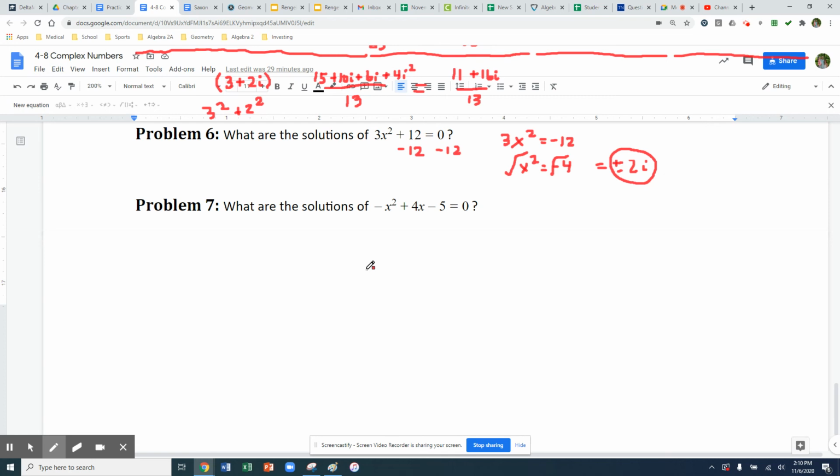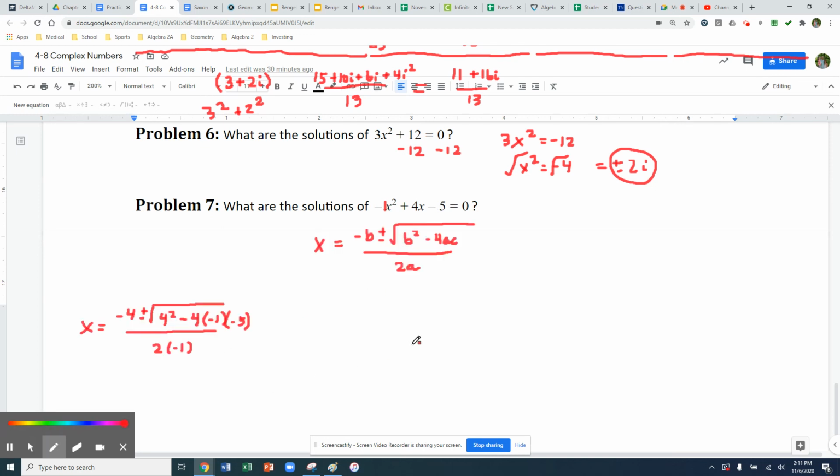So one thing to know about these quadratics where we're going to get imaginary solutions is they do not factor. So we have to use the quadratic formula. So we'll pull out, there's our A term, -1, our B term is 4, our C term is -5. So we'll put that into the quadratic formula. In case you forgot what the quadratic formula was, there it is right there. Now we'll get our B term put in, our A term, and our C term.